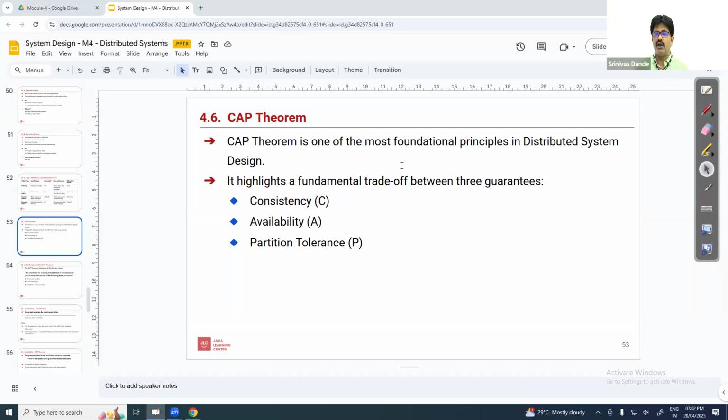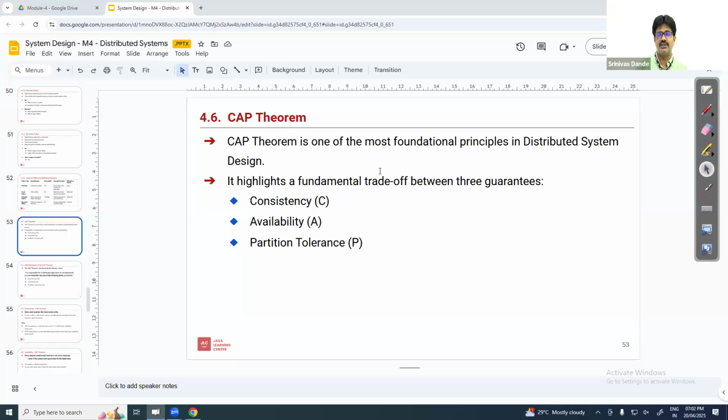Consistency required or not required? Very good. Depending on the case. But generally consistency means correctness, right? Consistency means correctness, correct data. Generally, do you want to maintain correct data or not?